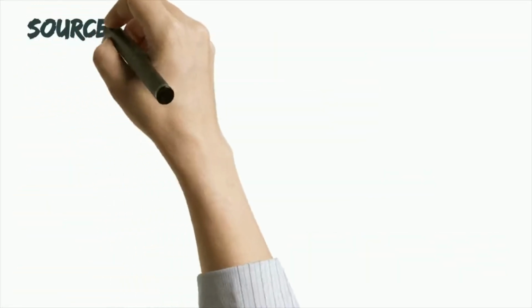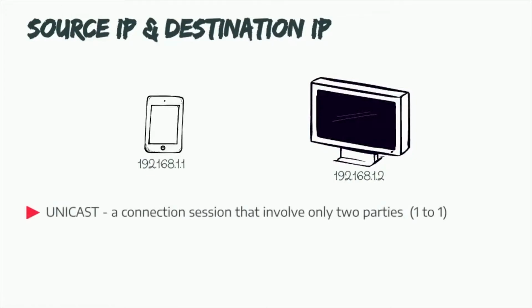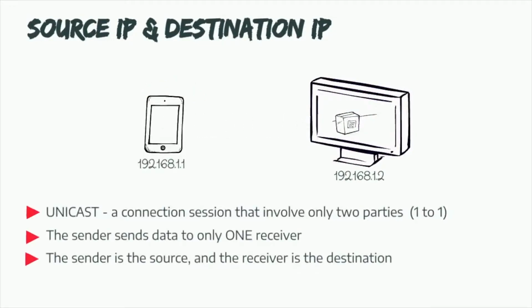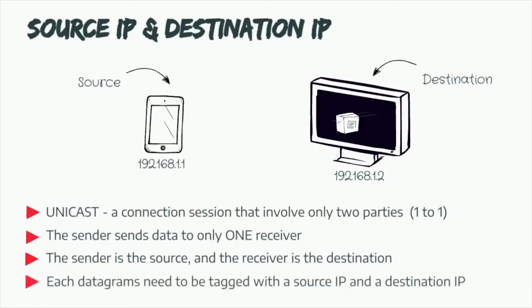Now, let's talk about source and destination IP. In any data communication, normally there is one sender that is sending data to a receiver. This is called a unicast communication. The IP address of the sender is the source IP, and the IP address of the receiver is the destination IP.